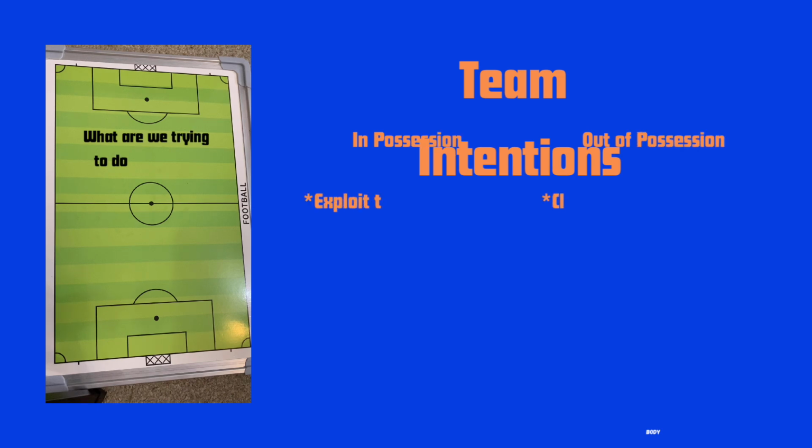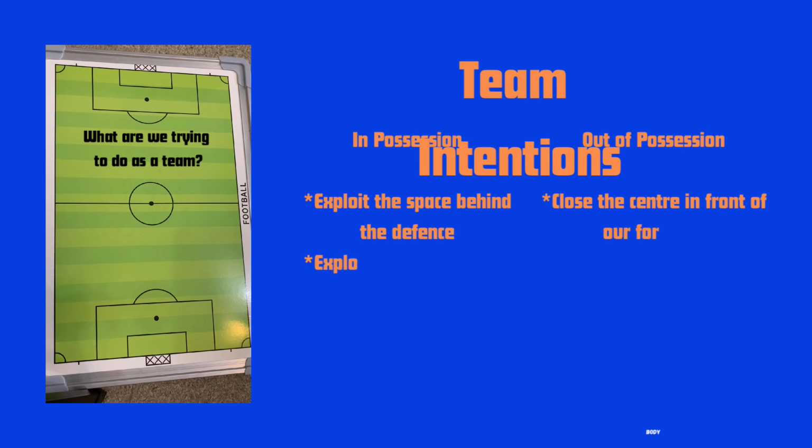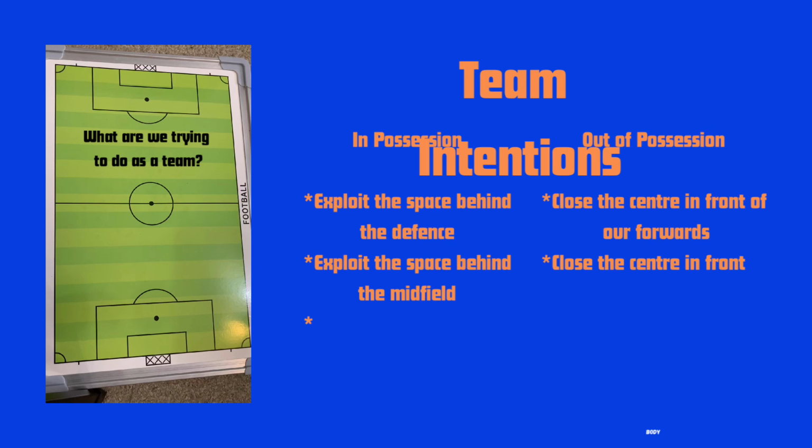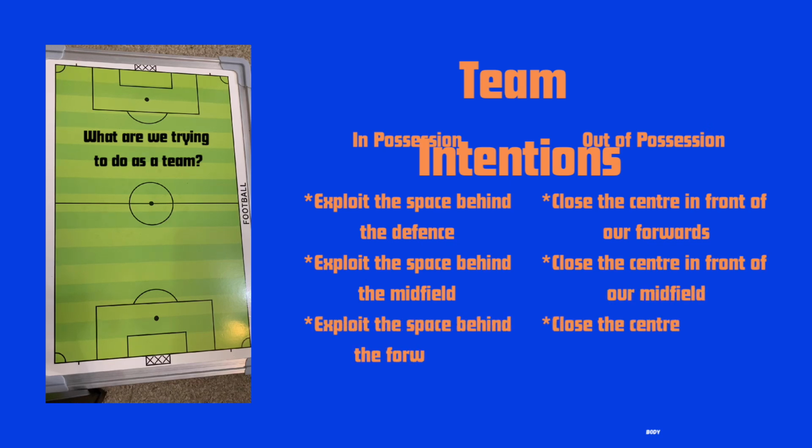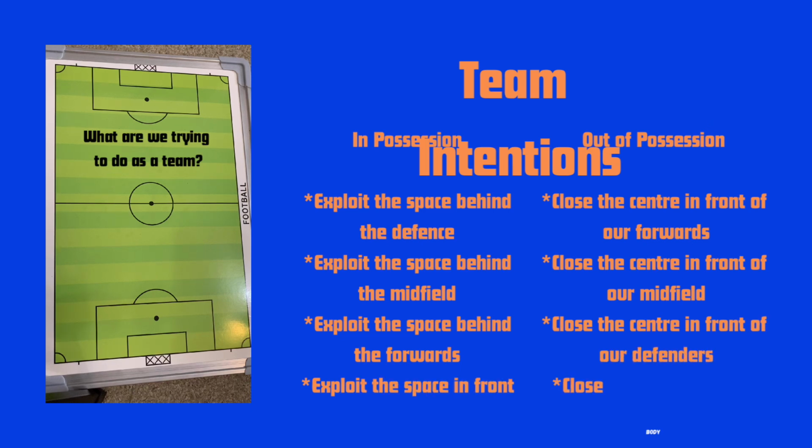Once we've established the 6 tasks, we then have to look at what the team's intentions are. What are we trying to do as a team and as individuals? In the team intentions, there are 8 things in an order that we're trying to do: 4 in possession, 4 out of possession. In possession, our number 1 priority is to exploit the space behind the opposition defence.